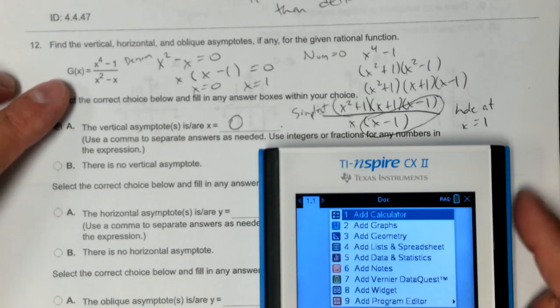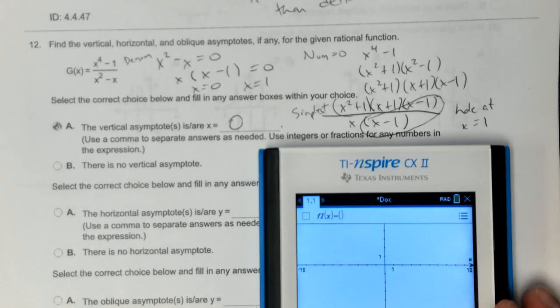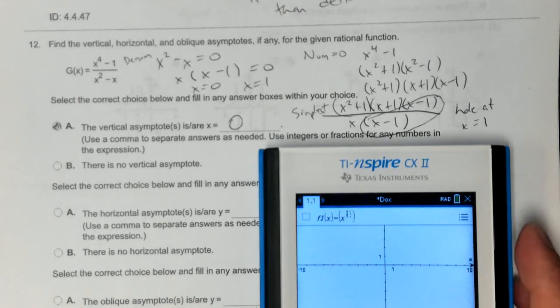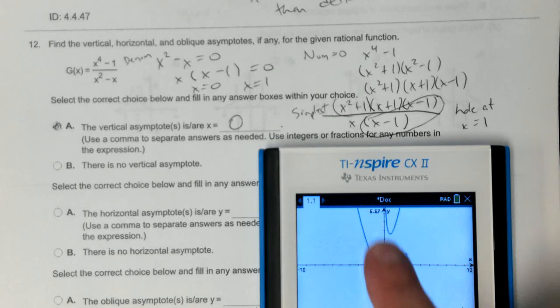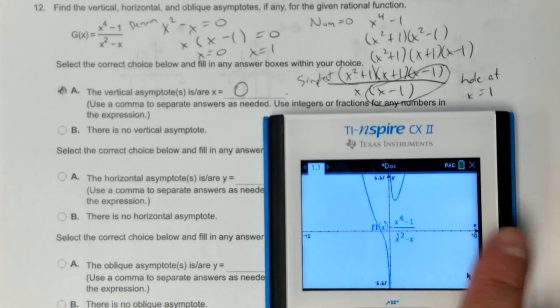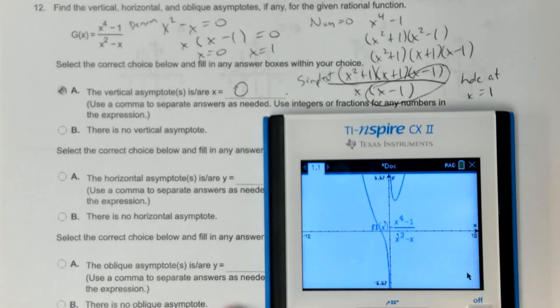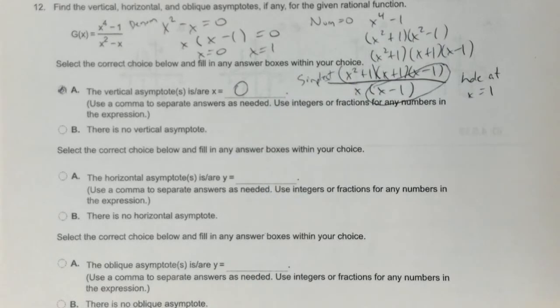So we've got x to the fourth minus 1 over x squared minus x. And there's your vertical asymptote at 0. And there's not a horizontal asymptote, and there's not an oblique either. There would be a parabolic. So these two answers are no.